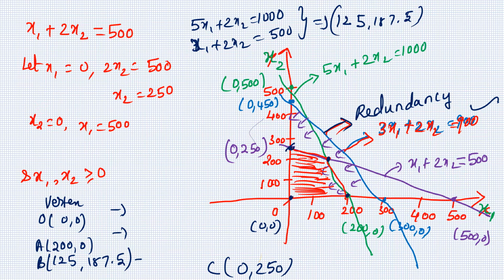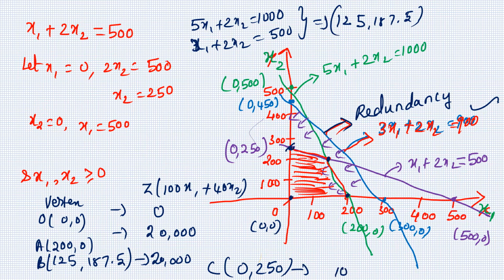For each and every vertex, find the value of Z. The value of Z is Z equal to 100x1 plus 40x2. So we got 0 here, here is 20,000, here is also 20,000, and in this region it is 10,000. So two points are having the same values.